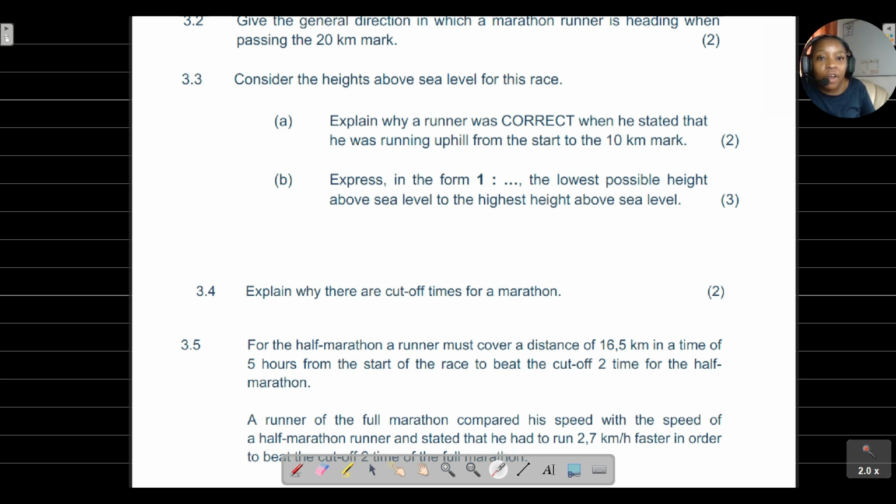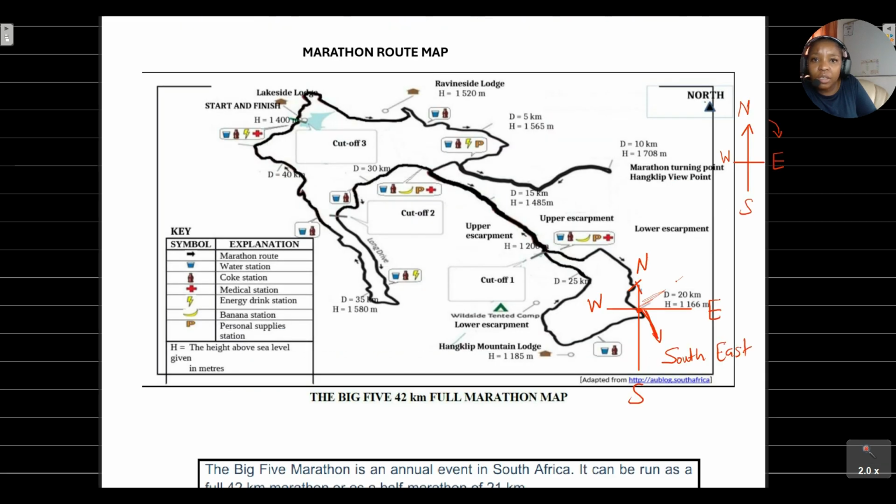A, explain why a runner was correct when he stated that he was running uphill from the start to the 10-kilometer mark. So we need to explain why a runner was saying that, from the start to the 10-kilometer mark, I was running uphill. Why would we say that that runner was correct? So let's look for the 10-kilometer mark here. From the start to the 10-kilometer mark, what are we seeing? Do we see that from the start, the height was 1,400? At the 10-kilometer mark, what was the height? The height was 1,708 meters.